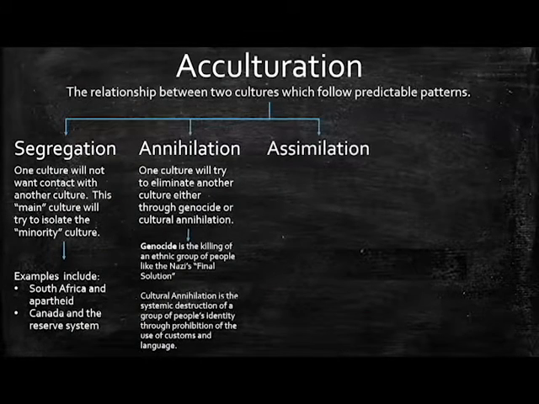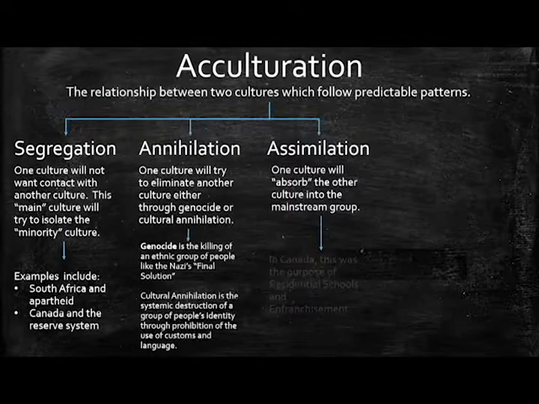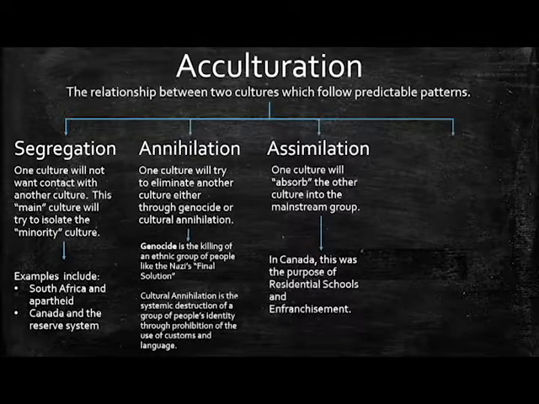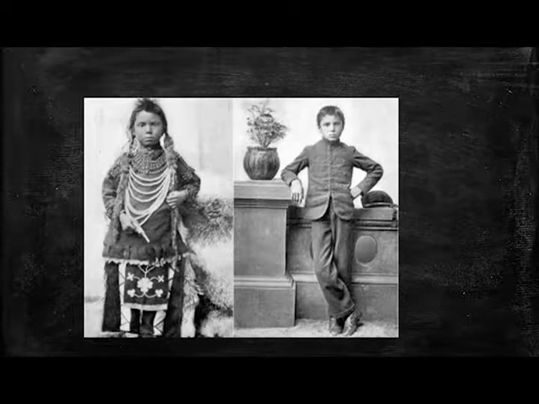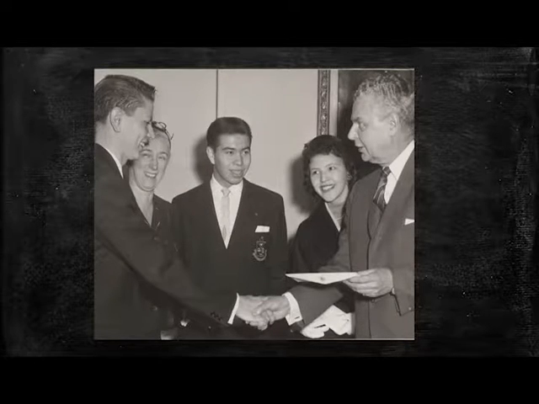The third model of acculturation is assimilation. This is where one culture will absorb the other culture into the mainstream group. In Canada, this was the purpose of residential schools. And enfranchisement. Enfranchisement is the process by which a First Nations person in Canada could give up their Indian status to be able to vote or to serve in the army.